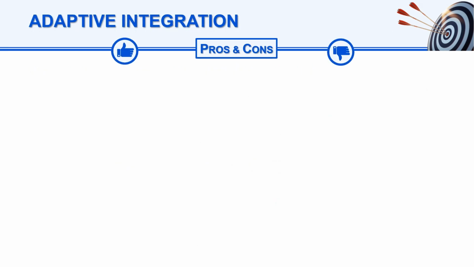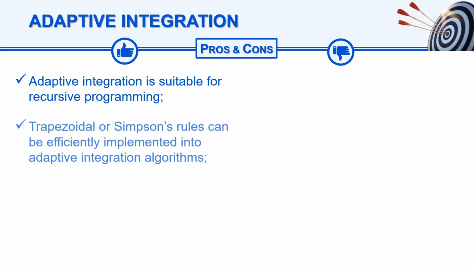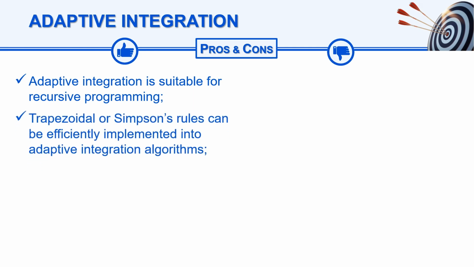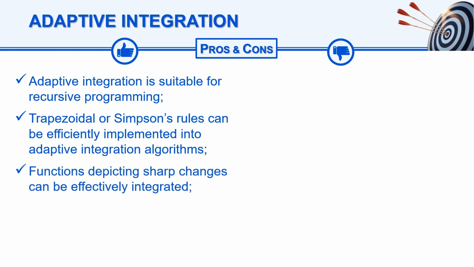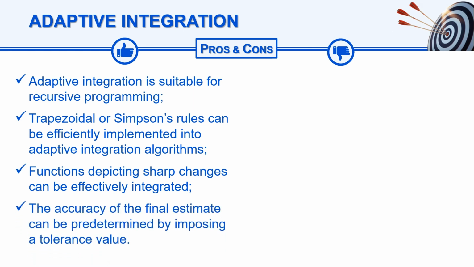The advantages of the adaptive integration are: adaptive integration is suitable for recursive programming. Trapezoidal or Simpson's rules can be efficiently implemented into adaptive integration algorithms. Functions depicting sharp changes can be effectively integrated. The accuracy of the final estimate can be predetermined by imposing a tolerance value.